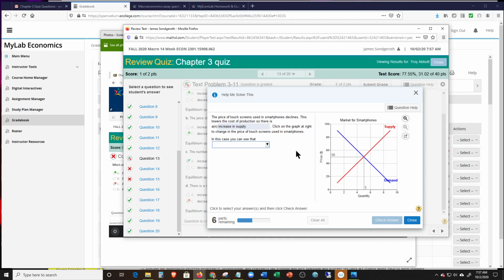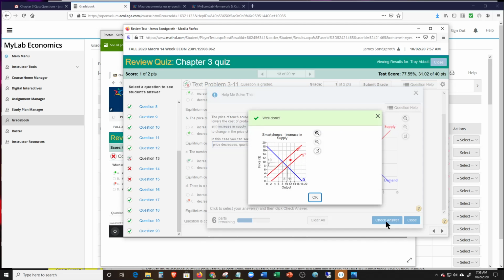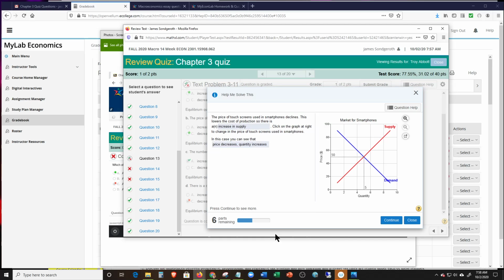In this case, we see that if the supply curve shifts out, the price will decline, but the equilibrium quantity will increase. And we can check answer. All right. And we continue on through this whole exercise.